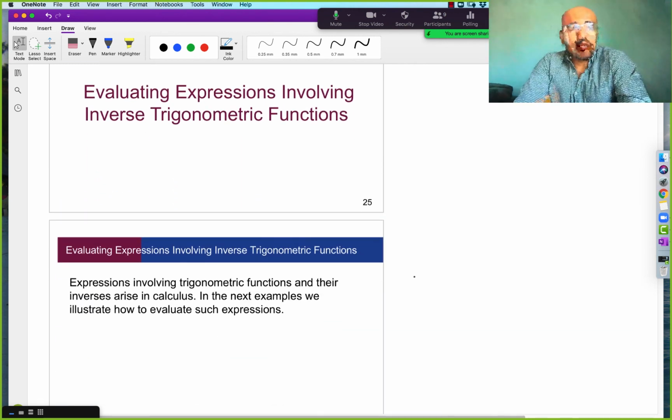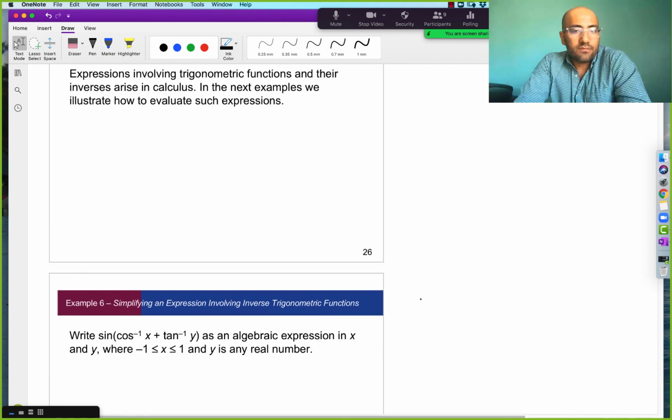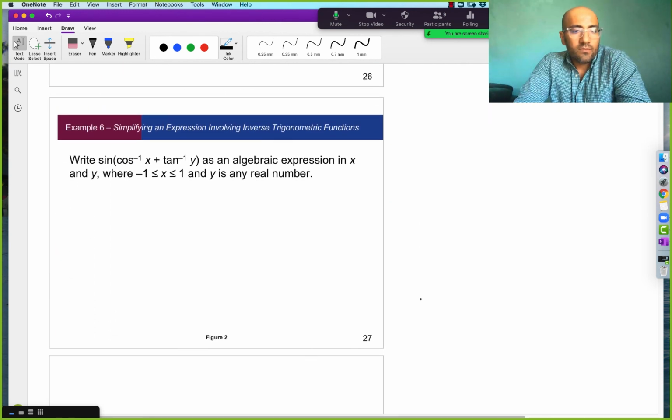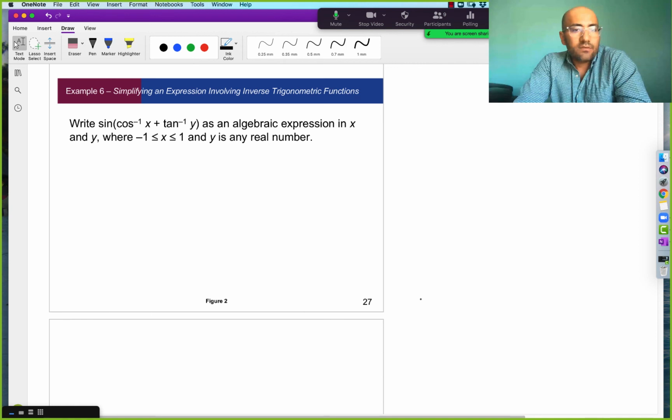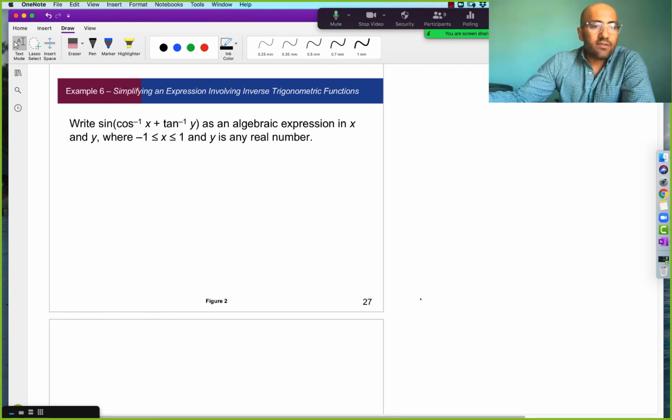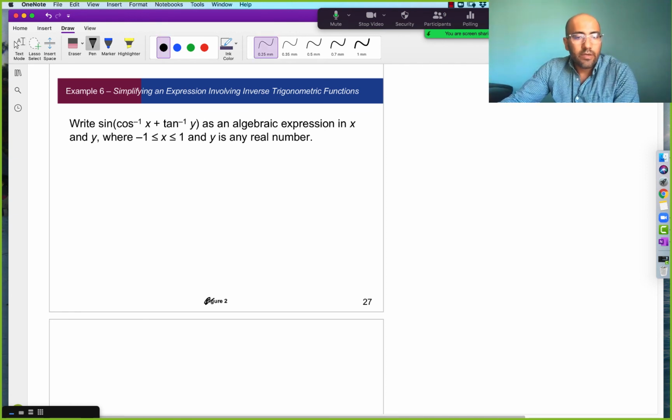Evaluating expressions involving inverse trig functions. Write sine of cosine inverse x plus tan inverse y as an algebraic expression in x, where x is between -1 and 1 and y is a real number. Okay, so what we want to do here is the following. We have sine of cosine inverse of x plus tangent inverse of y.